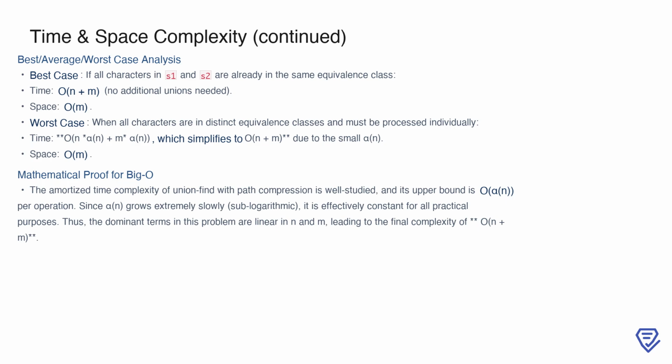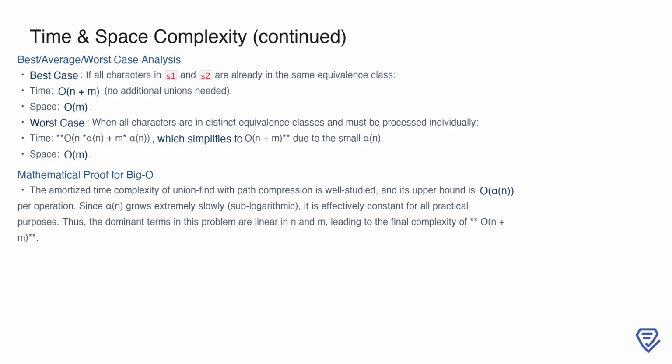Even in this scenario, the time complexity remains O(n * α(n) + m * α(n)), which simplifies to O(n + m) due to the small value of α(n). The space complexity also remains O(m). This consistency across cases is supported by the mathematical proof of union find's efficiency.